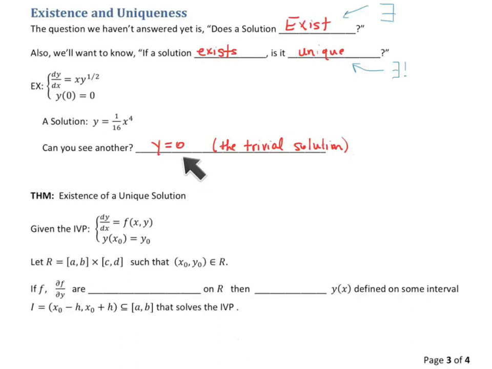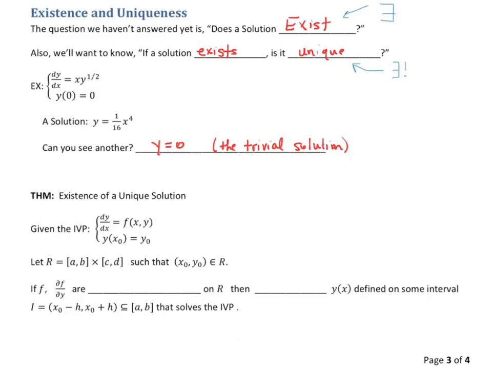Now, since it's a function, you can take its derivative. The derivative of a constant function is equal to 0. So over here on the left-hand side would be 0. And then if you plug in 0 for this function here, y, you get 0 is equal to x times the square root of 0, which means 0 equals 0, so it works. And it also satisfies the initial condition. So we have a problem here where there are two completely independent solutions.